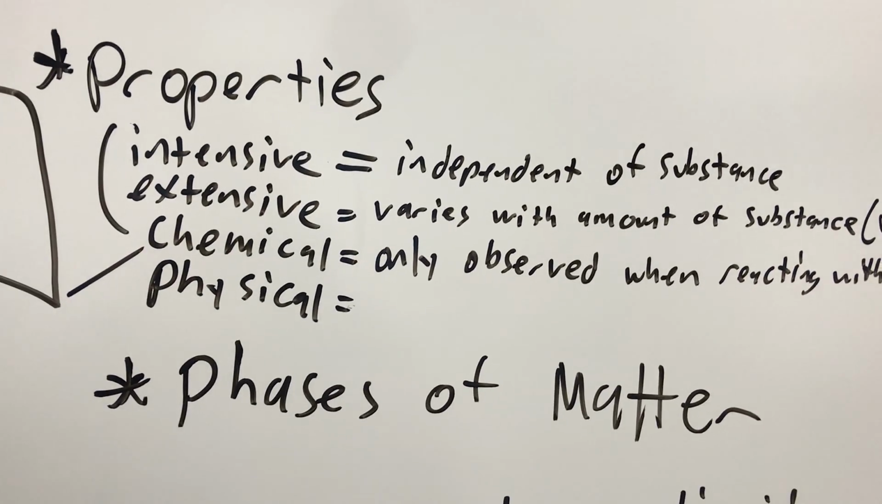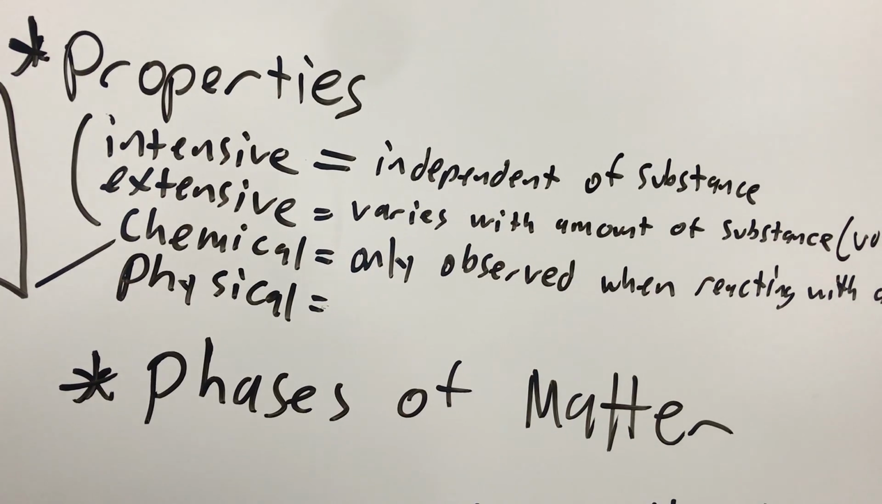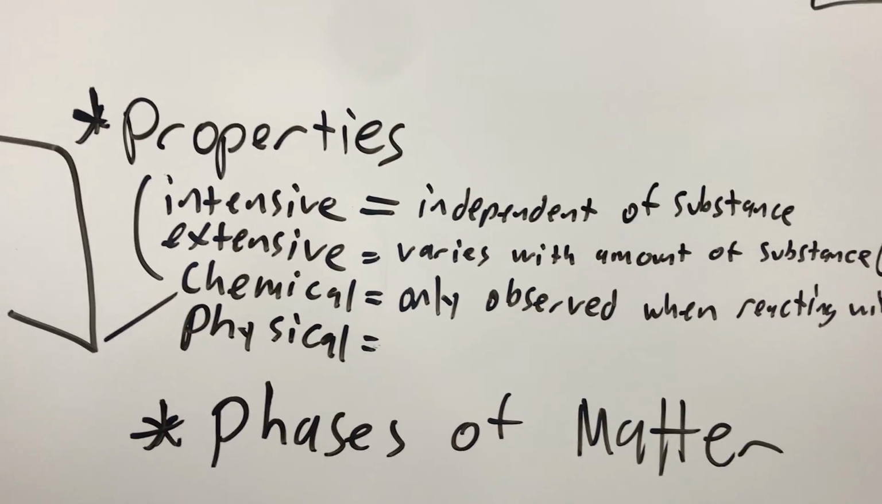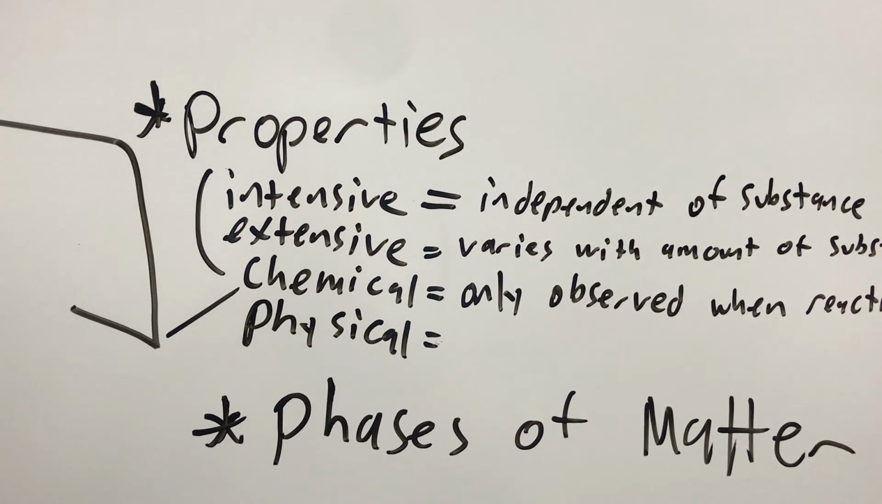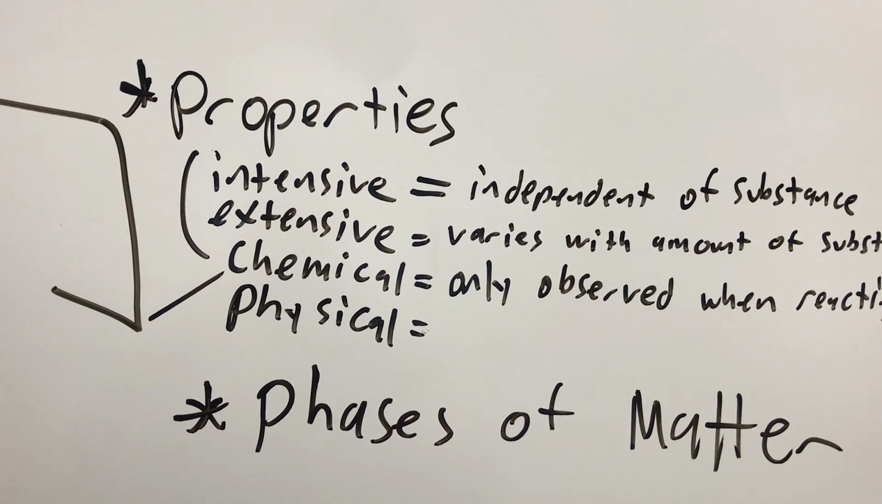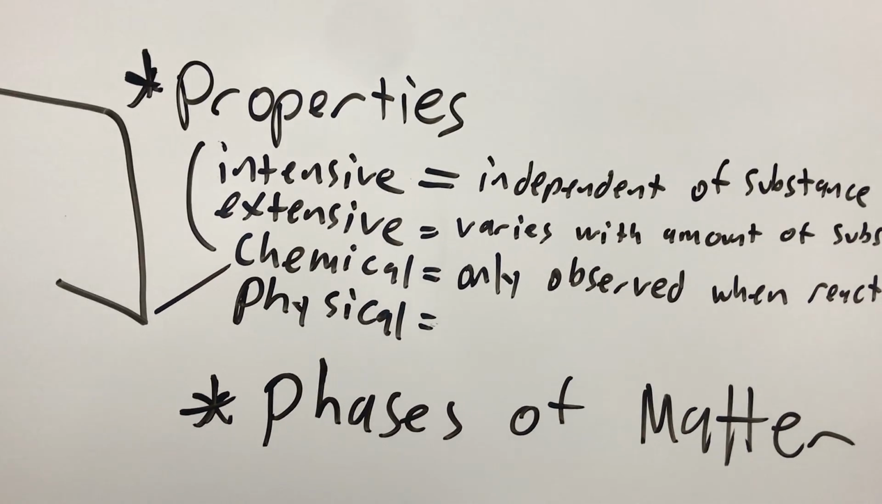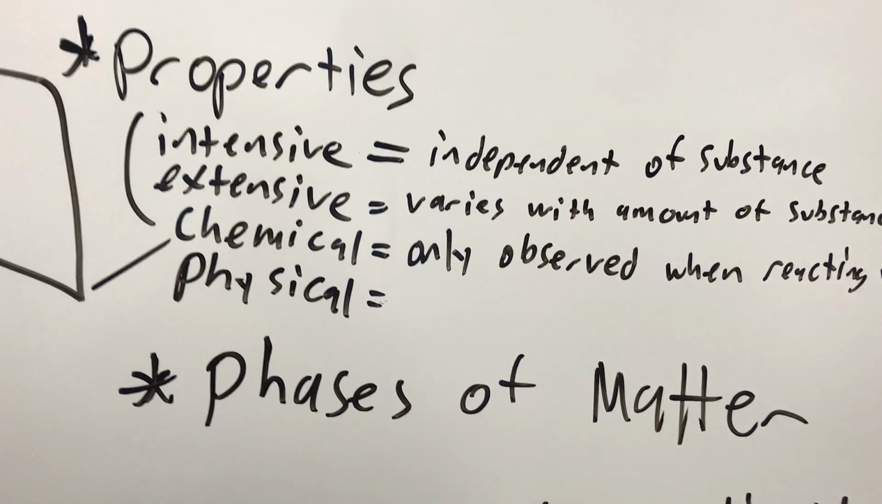There are also chemical properties, which are only observed when reacting with another substance. For example, when you put vinegar and baking soda together, the chemical property is that they react with each other and they'll fizz up or create gas.